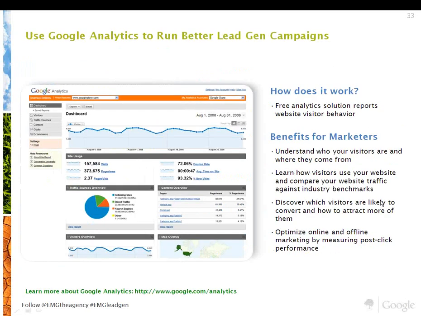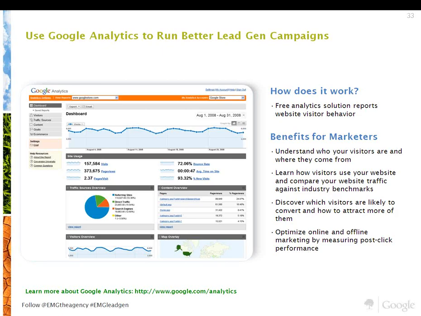Next, I wanted to talk to you a little bit about how you can track the success of a lead gen campaign using Google AdWords. We have a great tool called Google Analytics, which is also free and allows you to really zero in and track down user behavior. This tool is very powerful because it monitors how users navigate your site.